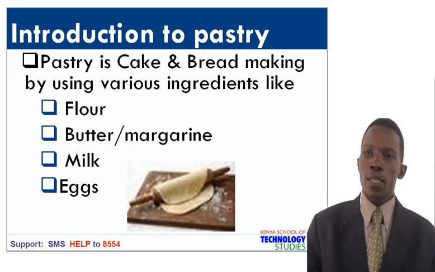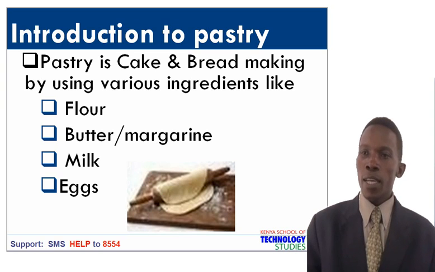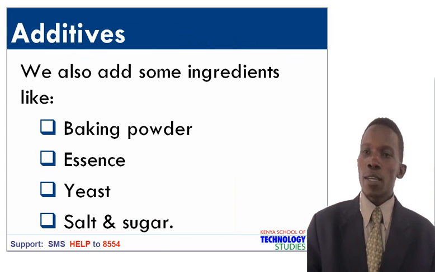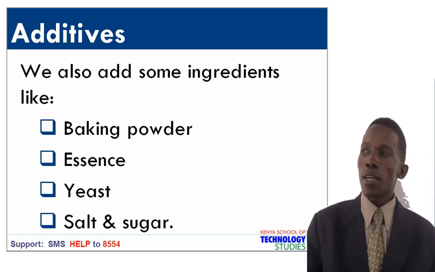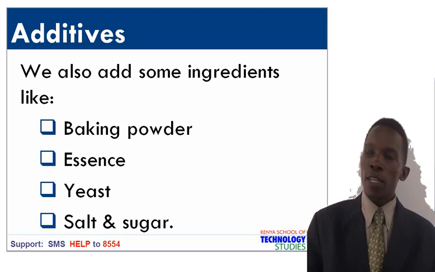Introduction to pastry. Pastry is cake and bread making by using various ingredients like flour, butter or margarine, milk, eggs, and some additives like baking powder, essence, yeast, sugar, and salt. Baking powder is specifically for preserving, whereas vanilla essence is for giving flavor.